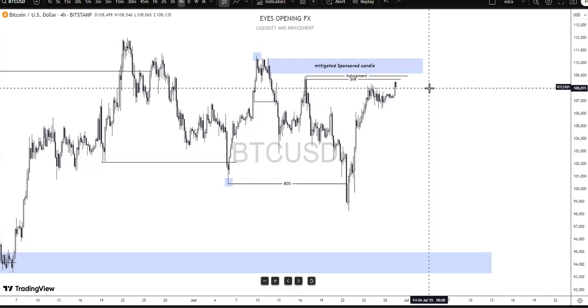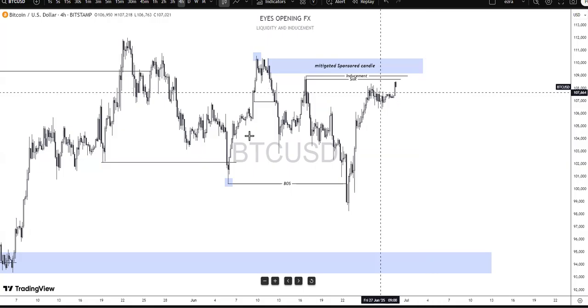So today we'll be breaking down a lot of the pairs we trade, from BTC to gold, EURUSD, and GBPUSD. Most of these are USD pairs. So first we'll be looking at BTCUSD.